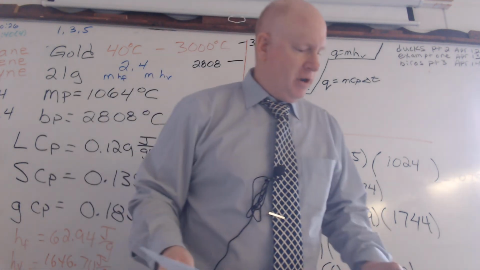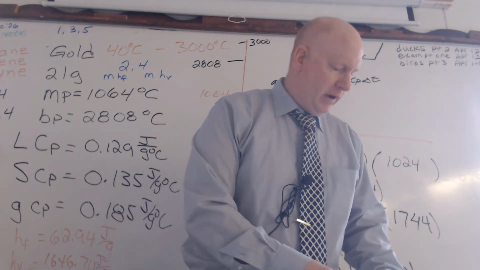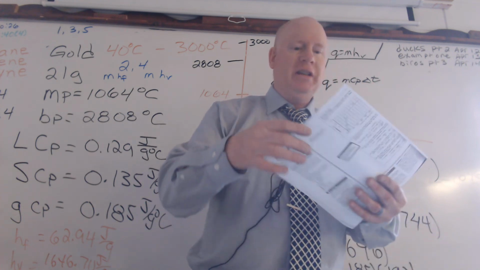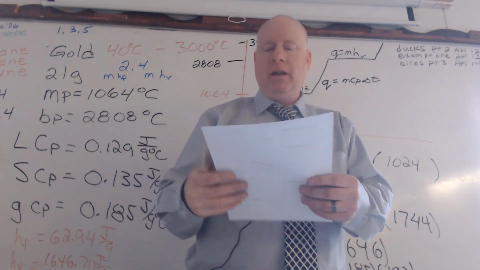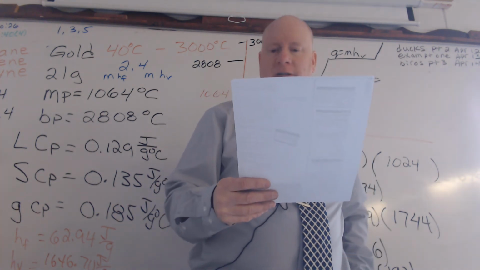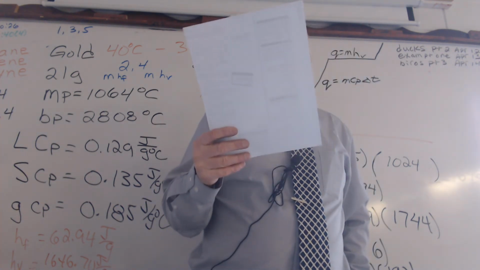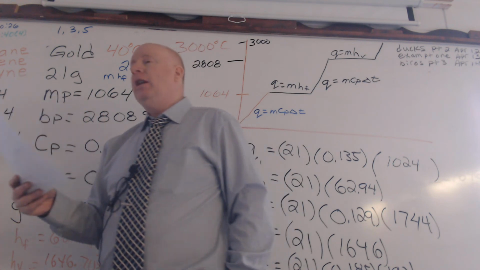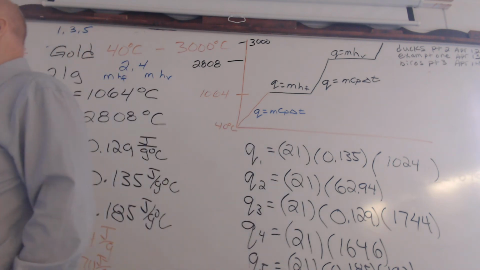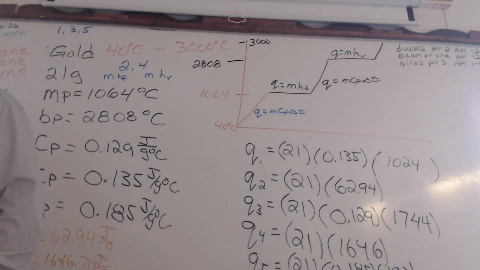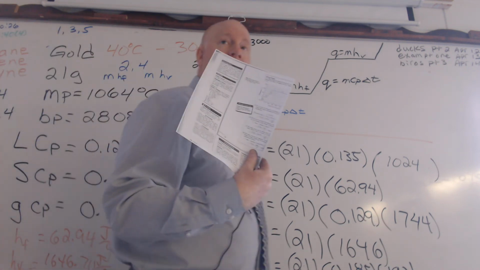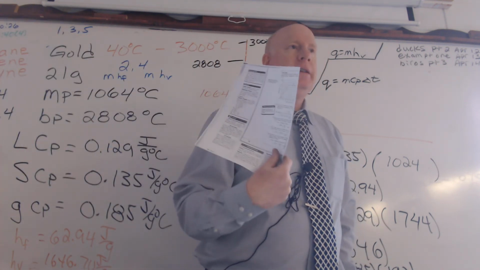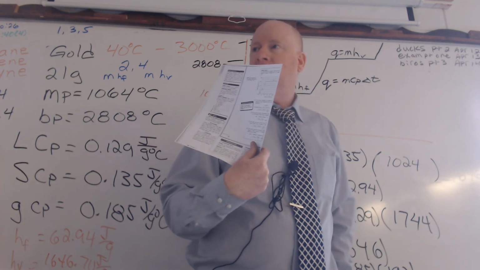Okay, number 3 and number 5 are 5-step problems. So you're going to need and utilize this graph. It will help you because it gives you the boiling points, the specific heats, and the heat of fusions. Okay? So you just follow that path. Of course, you're going to get a different answer, but the way you get there is the same.